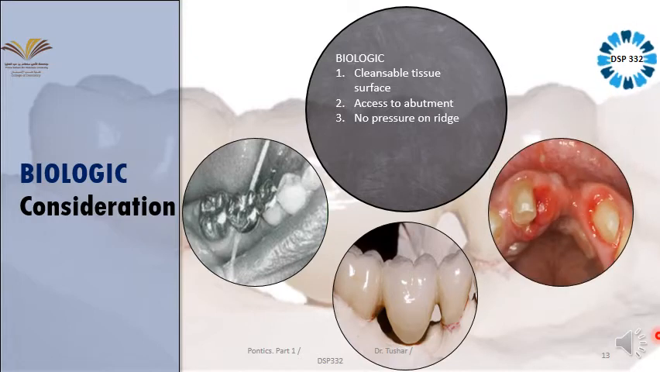No pressure on the ridge. Now you can see in this picture, you will appreciate that because of the pressure on the ridge there is inflammation, which is absolutely not good for your periodontium, for your abutment, and for your patient, right? So it should not apply a lot of pressure onto the ridge. It should just have a pinpoint contact, and there are some pontic designs where you don't have contact. That comes under the classification of pontics, which we are going to study in part 2.